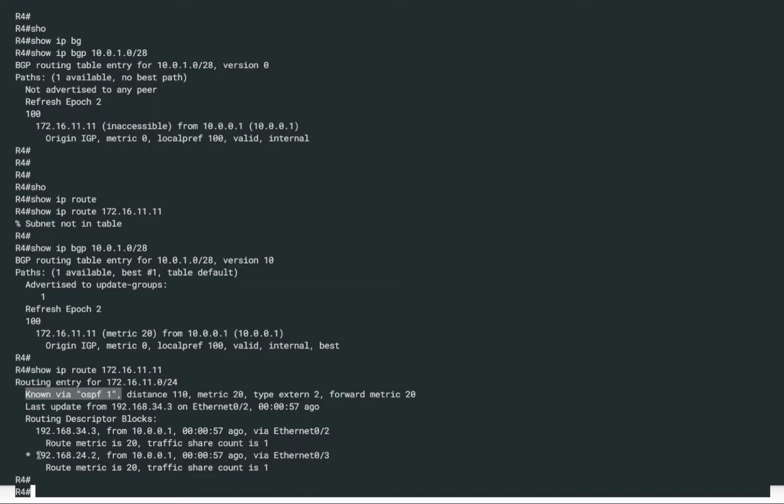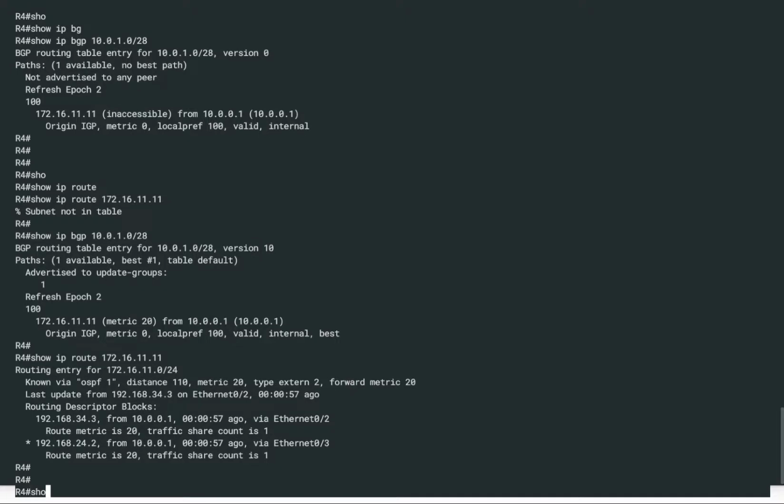This is one of the interfaces being utilized, because if you remember, R4 has two connections, one towards R2 and one towards R3. So it is going via one of these interfaces, and this seems to be our valid one at the moment. Now R4 knows how to resolve this.